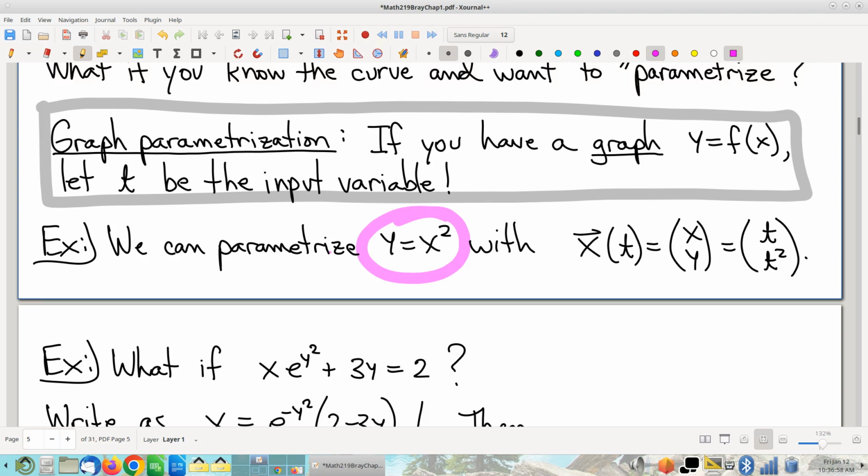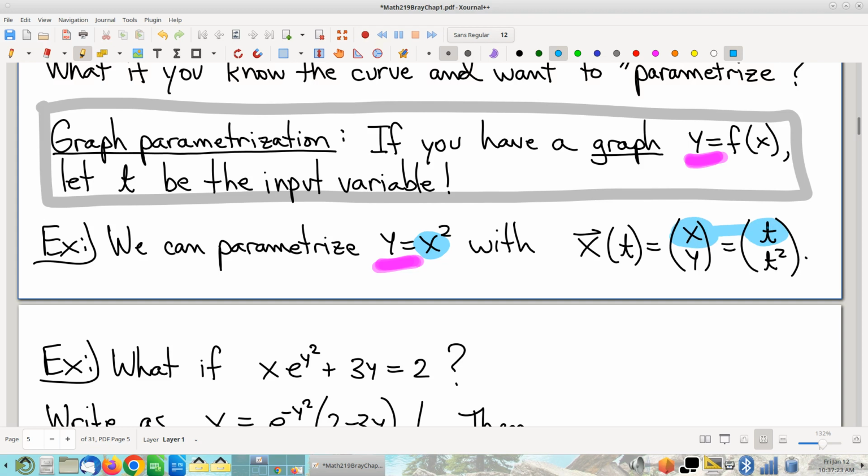Notice first, this is a graph. I have one of the variables written literally as a function of the others. Well, there's only one other. So, okay, great. I'm going to let that input variable be my parameter t. And then it's all over.